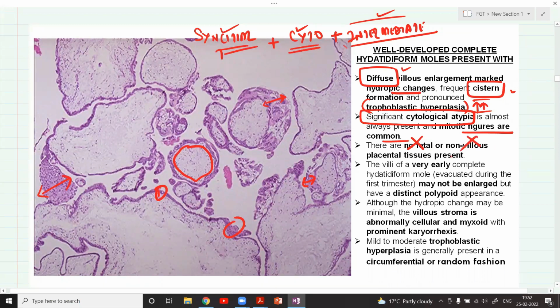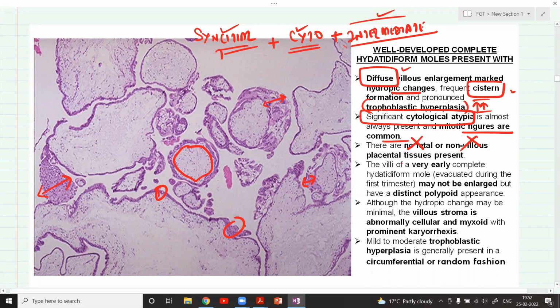I have explained it in grossing also. Over here also you cannot see the normal villus which contains the blood vessels. Can you appreciate that? No, you do not have that over here. So these are the findings. Next time you come across a molar pregnancy slide, these are the points you are going to go through.